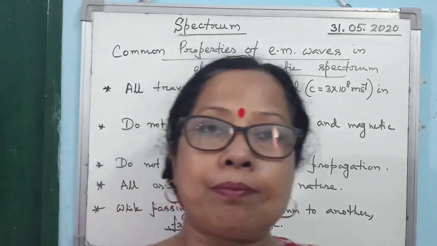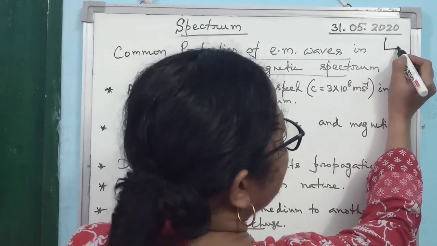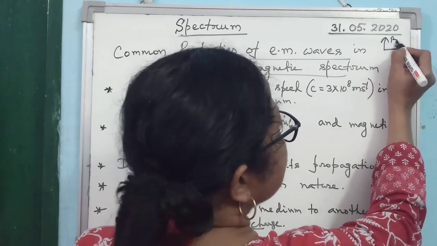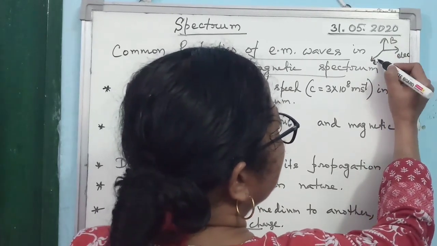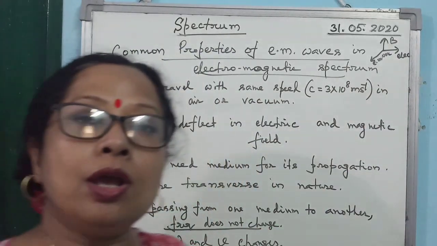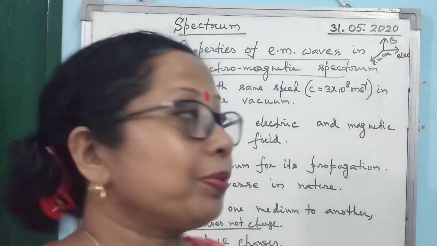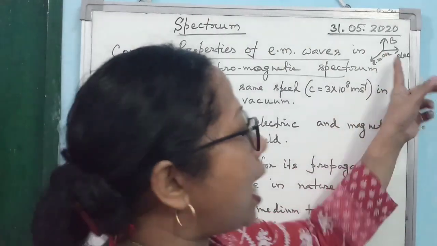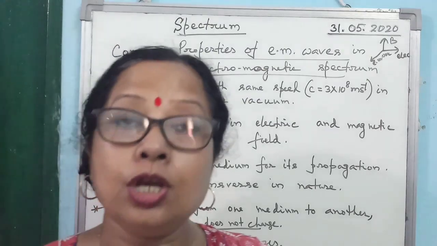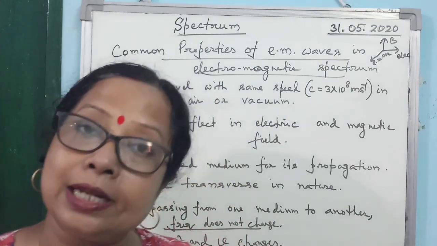Alright, all of them are transverse in nature, because you know that for an electromagnetic wave, if the electric field is in this direction and the magnetic field is in this direction, then the wave moves perpendicular to both the electric and magnetic field. That's why electromagnetic waves are always transverse in nature. Is that clear? Then, as they do not contain any kind of charge, they do not suffer deflection in electric and magnetic fields.